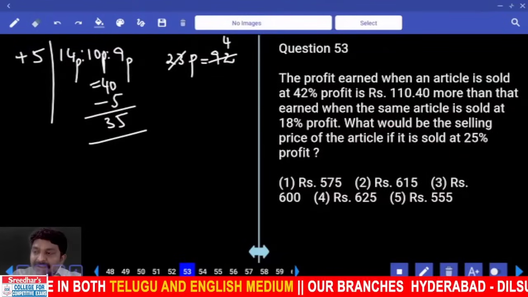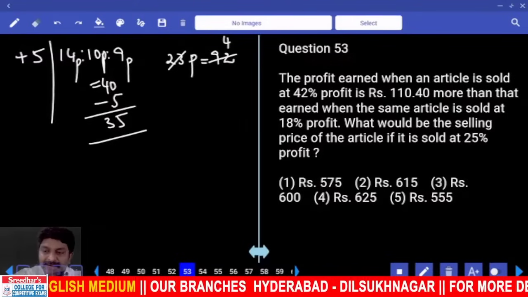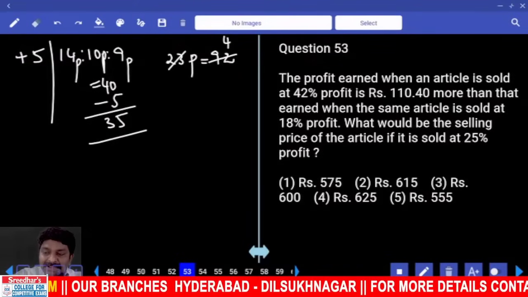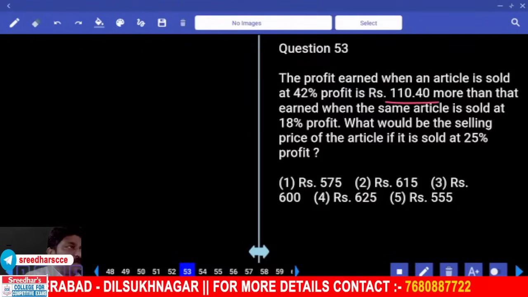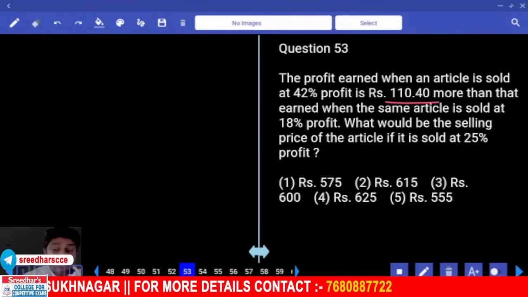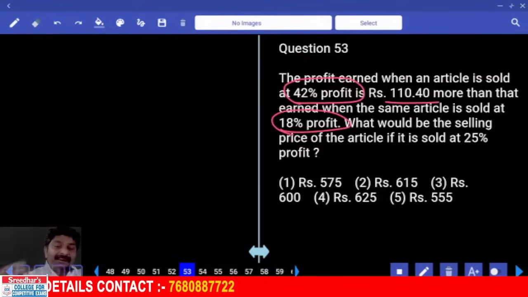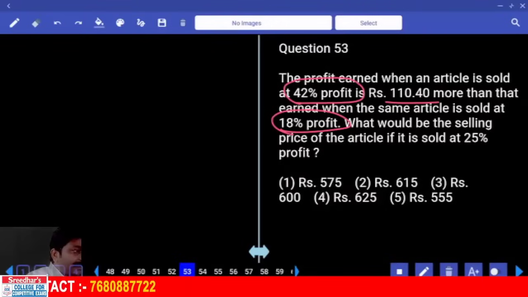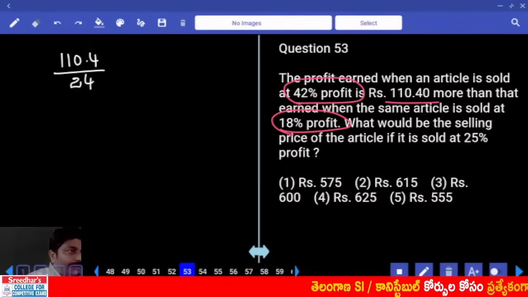The profit earned when an article is sold at 42% profit is 110.4 more than that earned when the same article is sold at 18% profit. So we are getting a 110.4 rupees difference. In which cases? The case where we got 42% profit and another case where we got 18% profit. What is the difference in profit percentage? 24%. That will be equal to 110.4. Then 1% value is equal to 110.4 divided by 24.